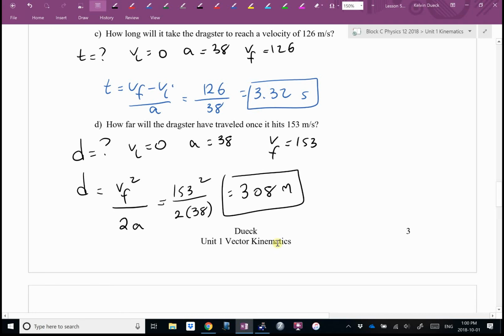Kind of giving you a rough idea. Any of you been to a drag race before? I know there's that course in Mission, but I've never been, and I really should as a physics teacher. In question C, 126 meters per second is roughly 60 miles an hour. So you're roughly doing 0 to 60 in 3.3 seconds-ish.